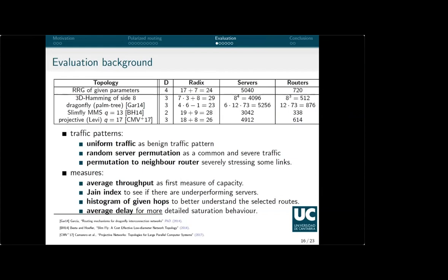As traffic patterns, we consider the uniform pattern as the basic reference, a random permutation of the servers as a more realistic scenario, and, as a pattern to stress a small collection of links, a permutation of the routers to a neighbor router. We will also show the following measures. The average throughput as a basic measure of network capacity. Regarding fairness, we use the Jain index of generated load and the number of paths of each length to understand which routes are actually selected, and the average delay for more details on performance.